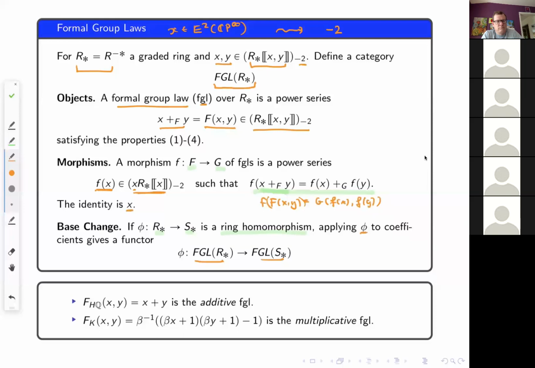Okay. All right. I have a question. Yeah. Up here, when you said that you're defining a formal group law, and you say that it's homogeneous of degree -2.